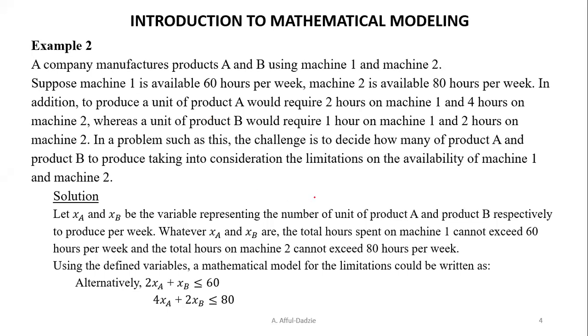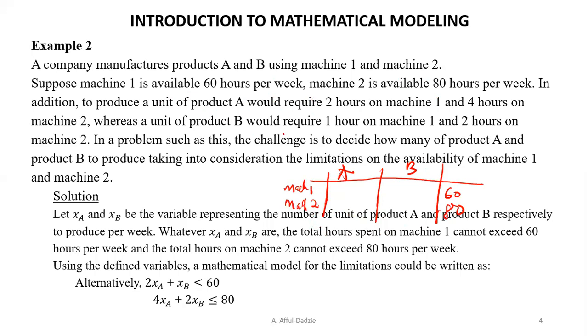So oftentimes with these questions, I usually advise that let's use the old school way of doing things, okay? Put it in a table form. It makes life easy for you. So we have product A and product B, okay? And let's have machine 1 and machine 2, okay? So it says that machine 1 has available hours of 60, machine 2 has available hours of 80, okay?